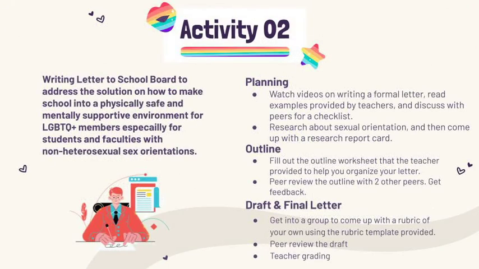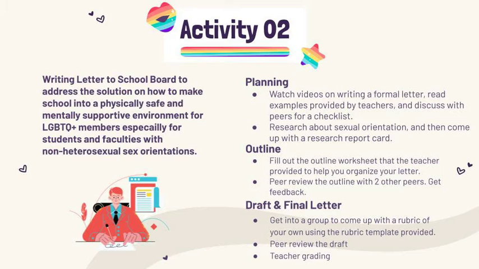Our second activity is deeply connected with the English objective in our project, which is for students to learn how to write a formal letter to address their concerns. In the planning stage, they will watch videos on how to write a formal letter and read several examples that the teacher provided. Then, onto the research part, they need to research sexual orientation in sex ed policies.